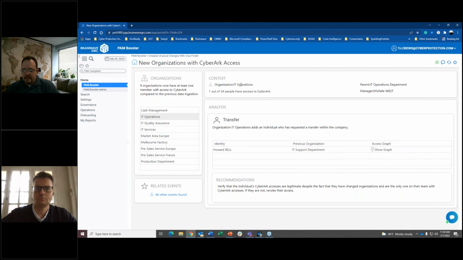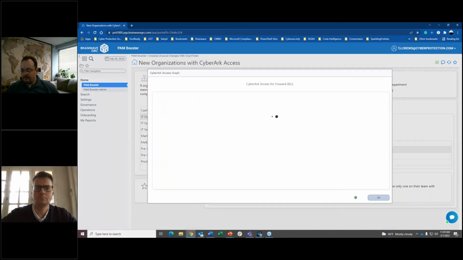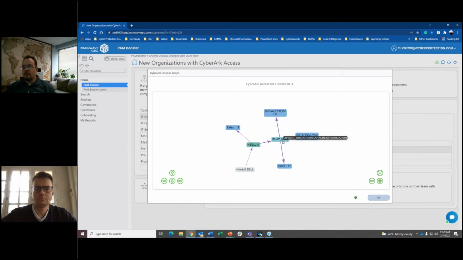But the IT operations here is the organization he is being reported as part of now. So that means HR has said, hey, this person is transferred. Okay, well, if this person is transferred, let me take a look and go into his graph. And now suddenly I see that Howard Bell is still part of the IT tools Active Directory group that gives him access to different vaults and different safes. So when he moved operations, somewhere along the line, he was not removed out of this security group.